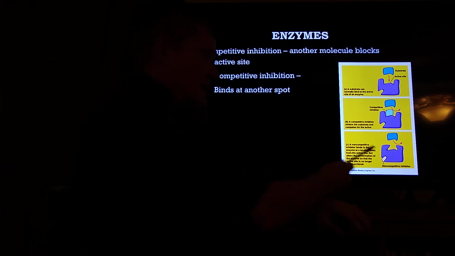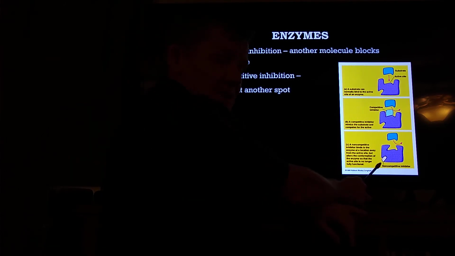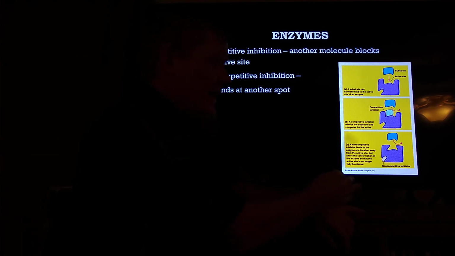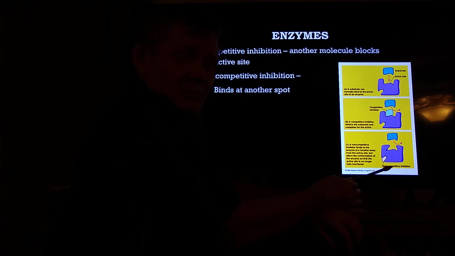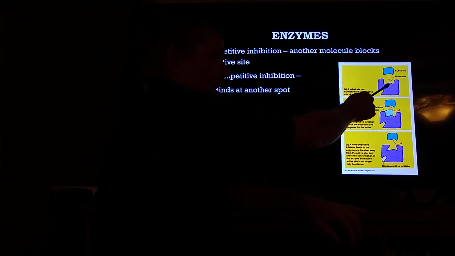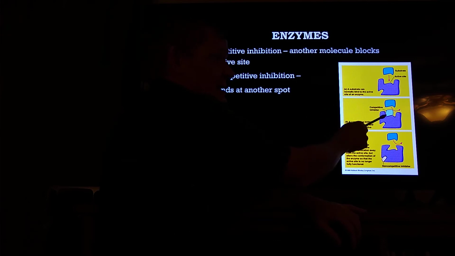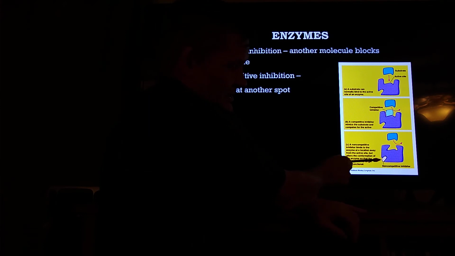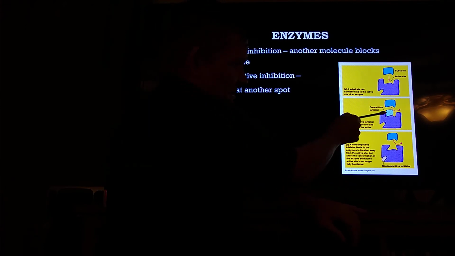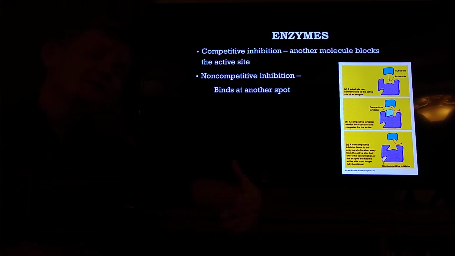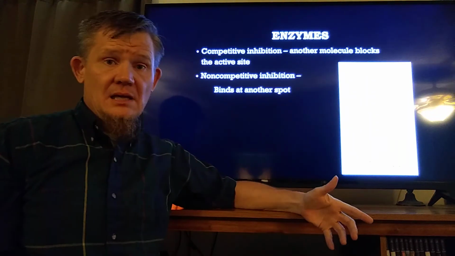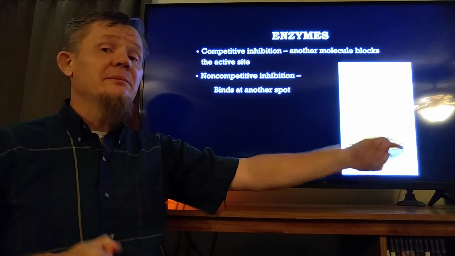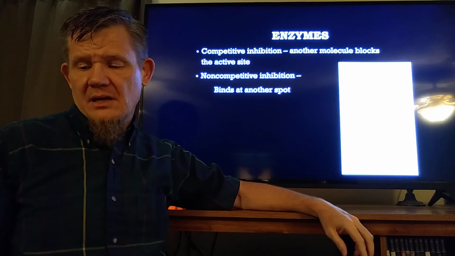A non-competitive inhibitor attaches to somewhere else on the enzyme and causes the active site to change shape. The result is the same, and that is that the reaction doesn't happen because the substrate can't bind to the active site. In this case, it's because the active site is blocked. In this case, it's because the active site has changed shape. This is the non-competitive inhibitor. This is the competitive inhibitor. This is how you can influence how enzymes operate. I can start or stop an enzyme by adding an inhibitor, a competitive or non-competitive inhibitor.